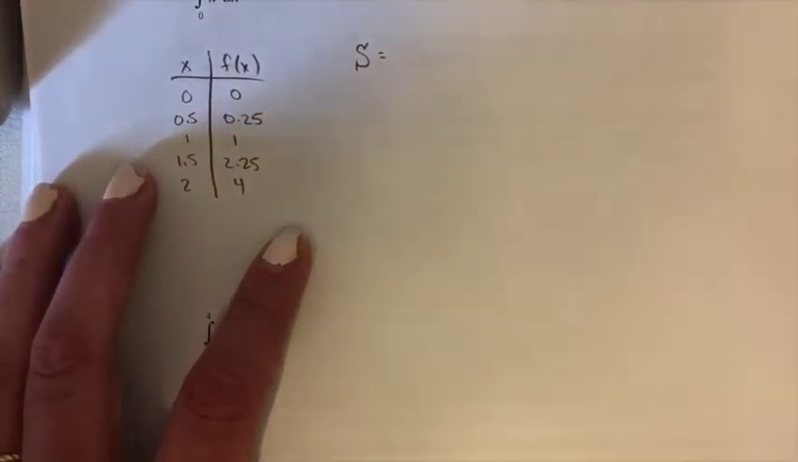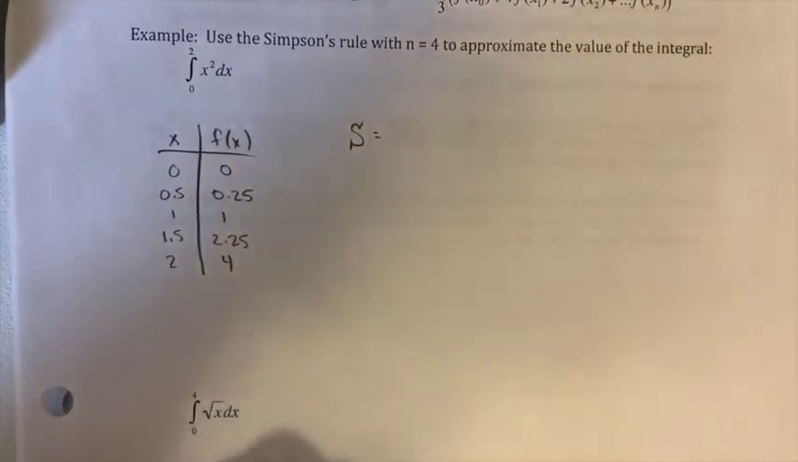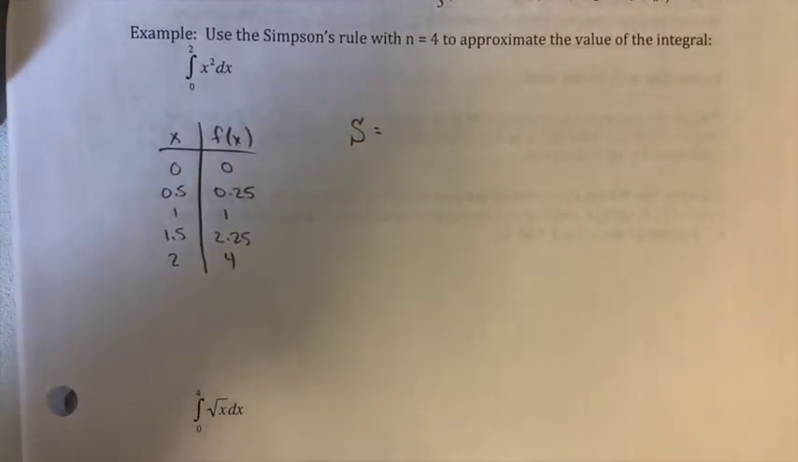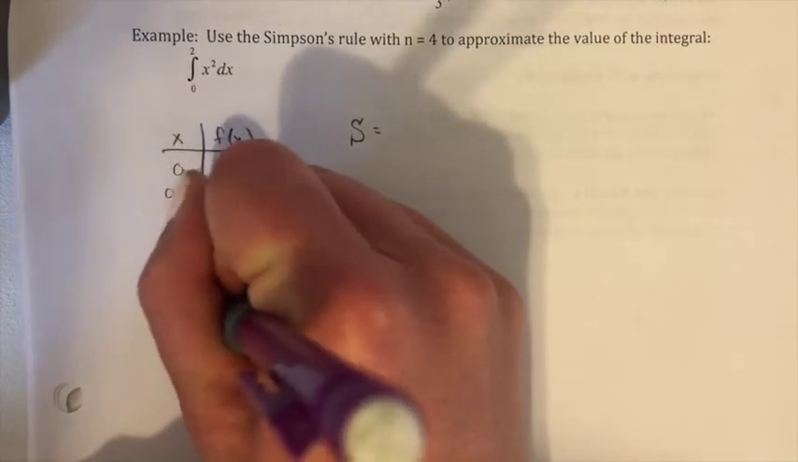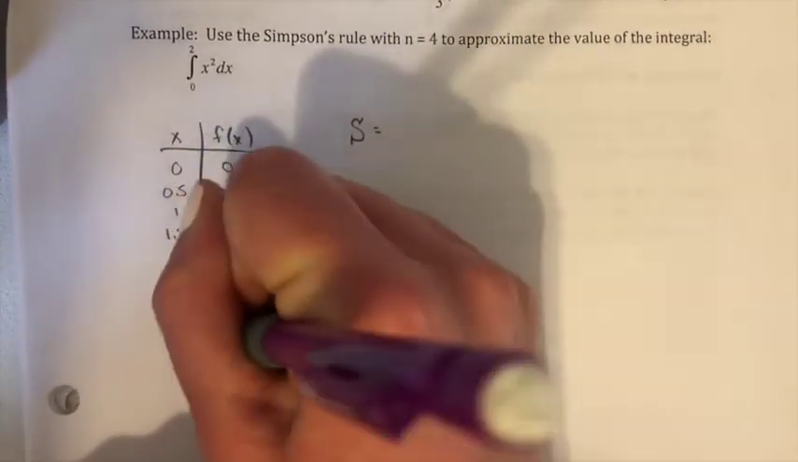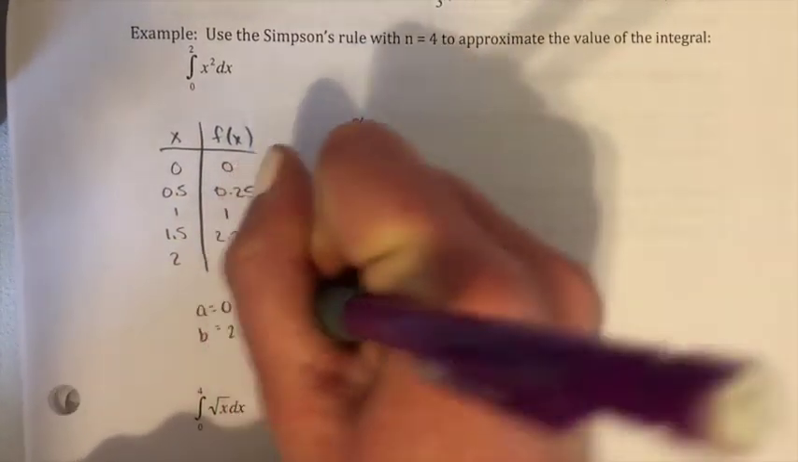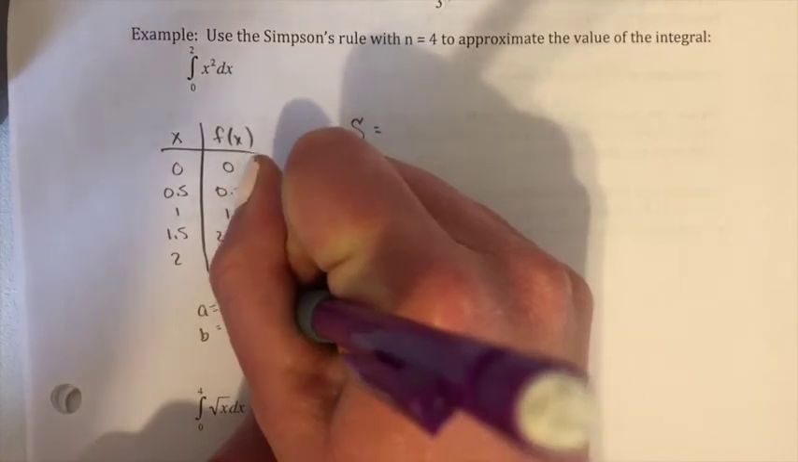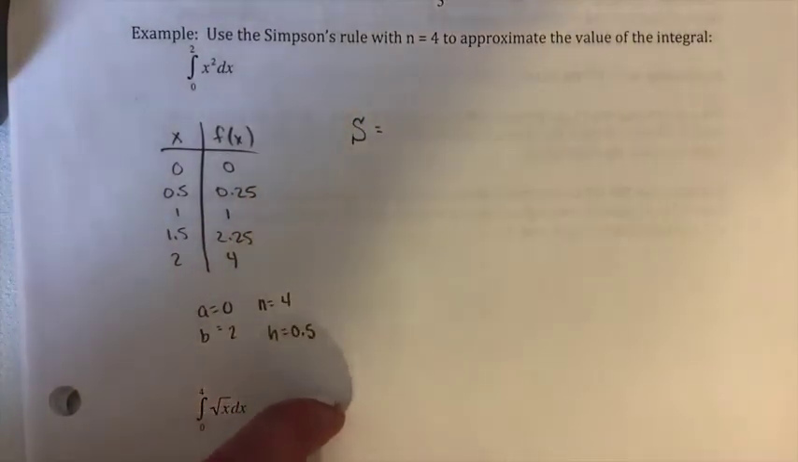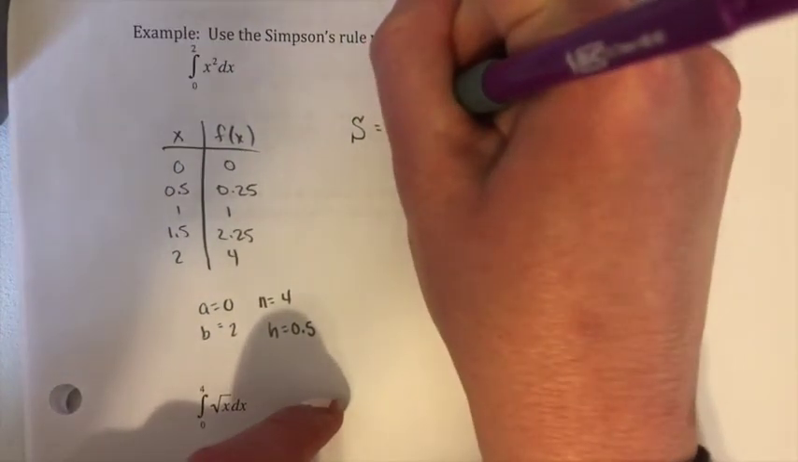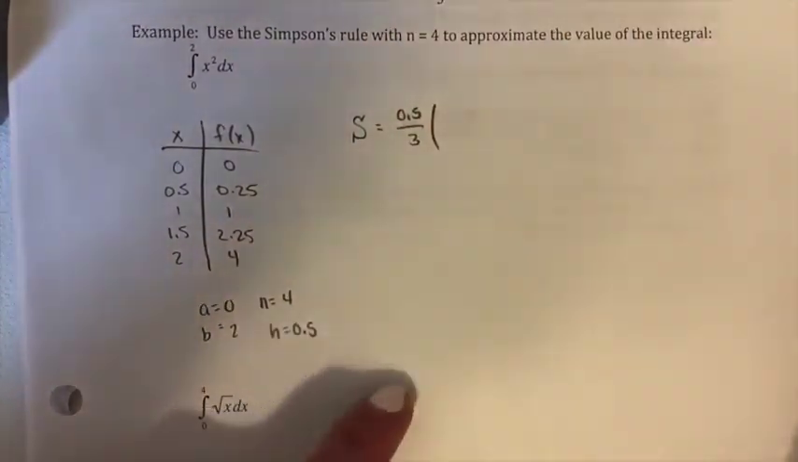So then Simpson's rule usually is a capital S with little ticks on the end. In this case, remember a is 0, b is 2, n is 4. So then h is 0.5 in that formula. Okay, so we'd go 0.5 divided by 3.